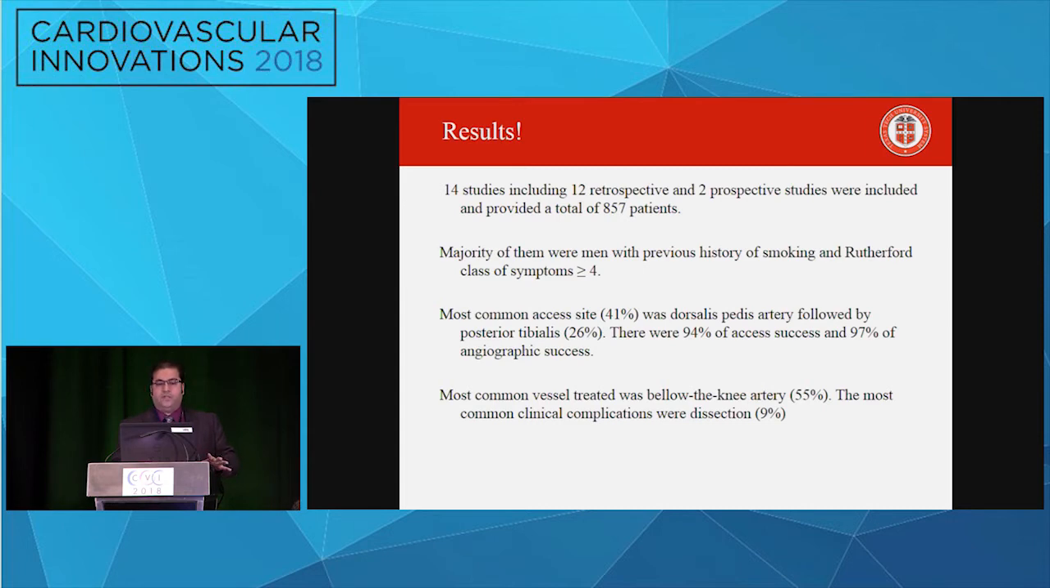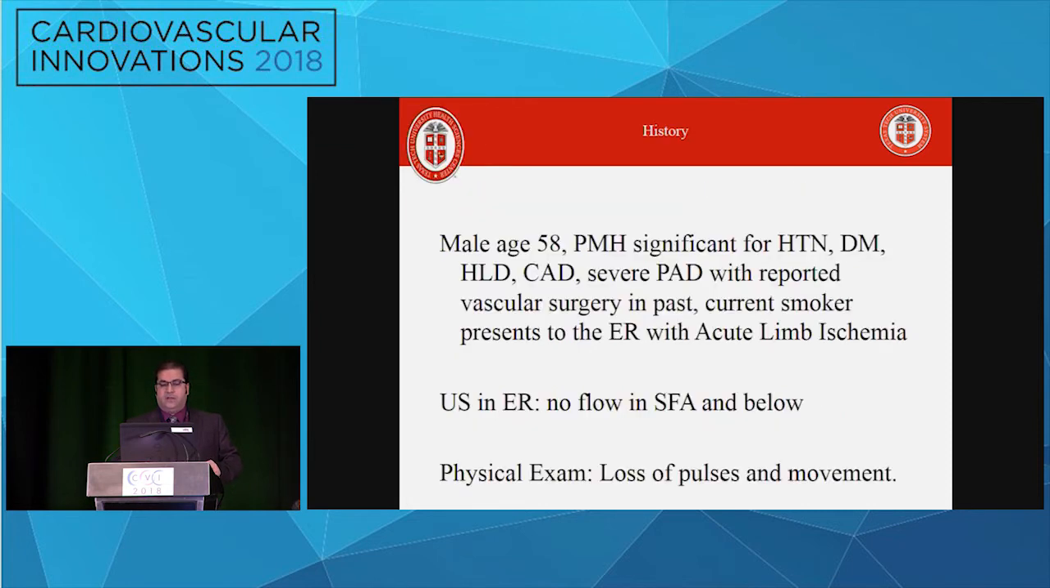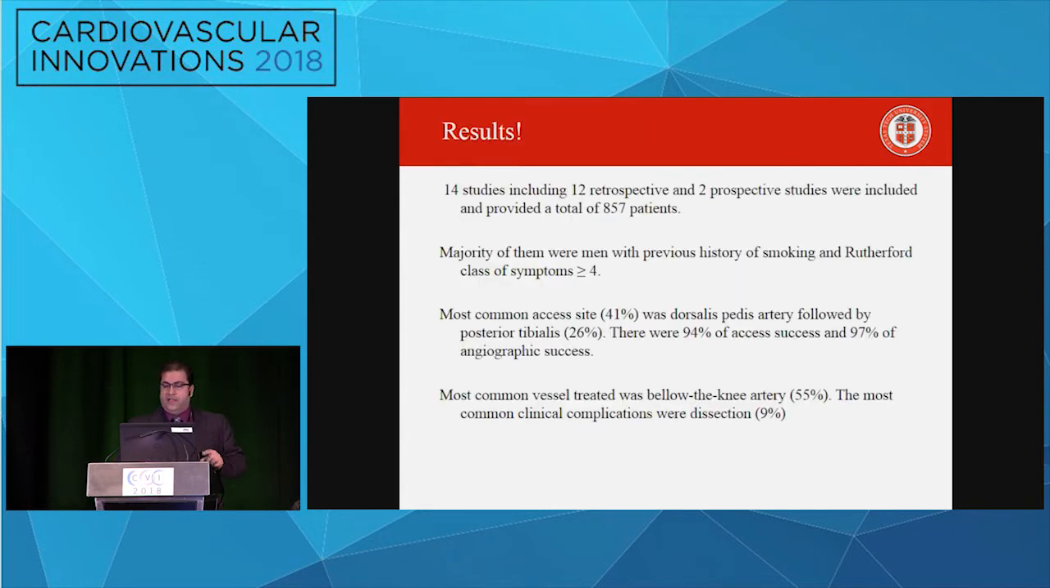And what we found: 14 studies, 12 retrospective, 2 prospective, 857 patients. Majority of them were men. Most common access site was dorsalis pedis artery, followed by posterior tibial. There was 94% success in the access, 97% angiographic success. And it just clearly points towards not only success rate, but feasibility and safety.